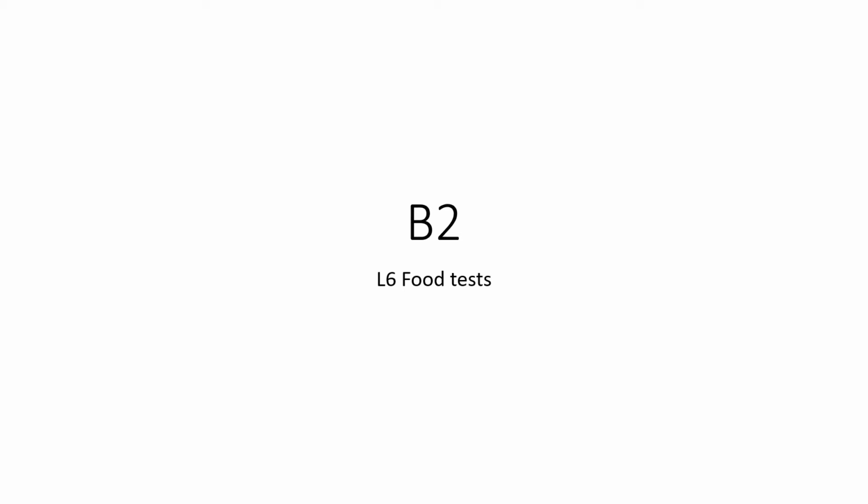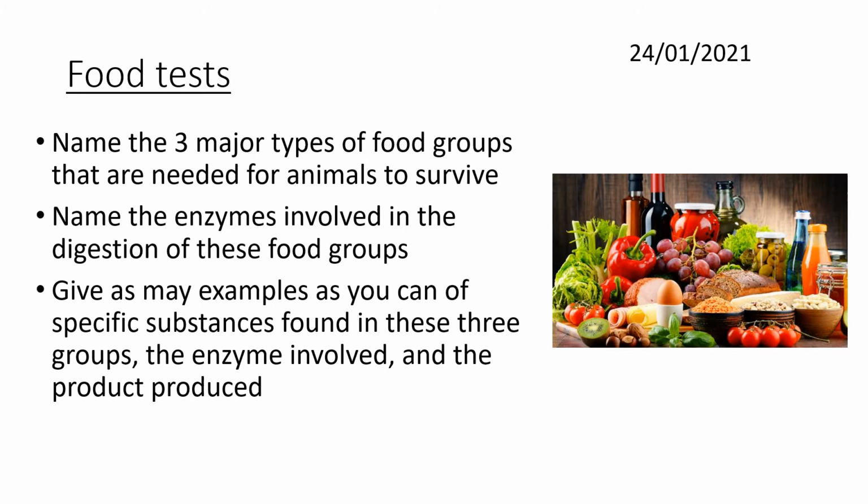This is a GCSE presentation looking at the food tests. To get started, you've got three questions. You've got to identify the three main food groups that animals need to survive. You need to name the enzymes that are involved in the digestion of these food groups.